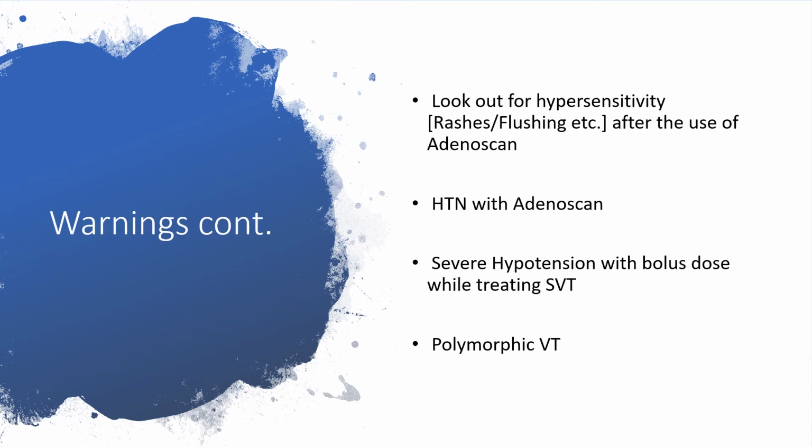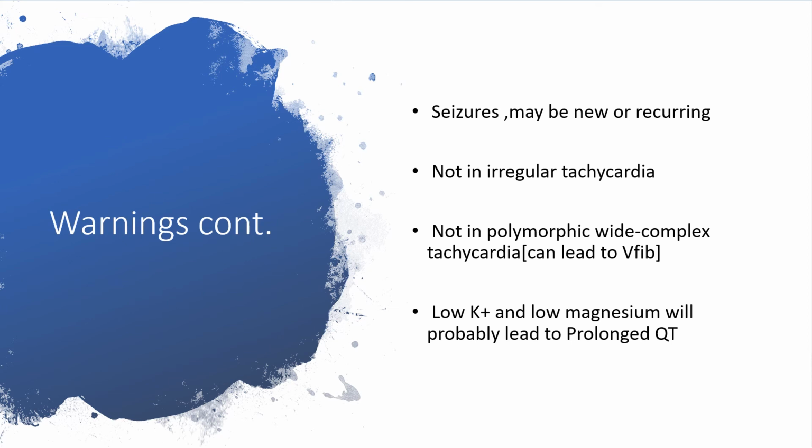So the cardiac monitoring and vital signs machine should be on. Watch out for polymorphic ventricular tachycardia. As a matter of fact, in polymorphic ventricular tachycardia, if that is present already, don't administer adenosine, please. Still on warnings, watch out for seizures that may be new or recurring in an individual with underlying seizure disorder.